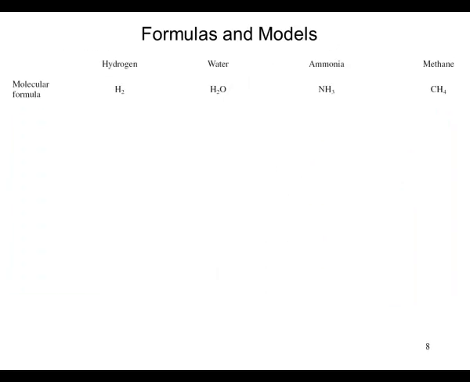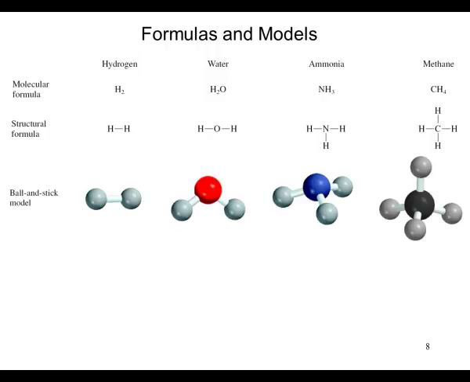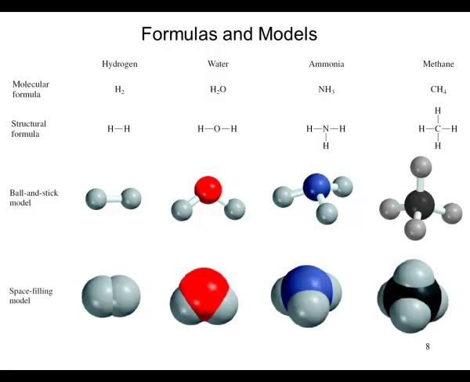Here's a representation of formulas and models. Molecular formula for hydrogen is H2, for water H2O, ammonia NH3, and methane CH4. The structural formula shows the bonds between the atoms. Models like ball and stick show the atoms as balls and the sticks as the bonds. And the space-filling model shows the atoms without the space between.